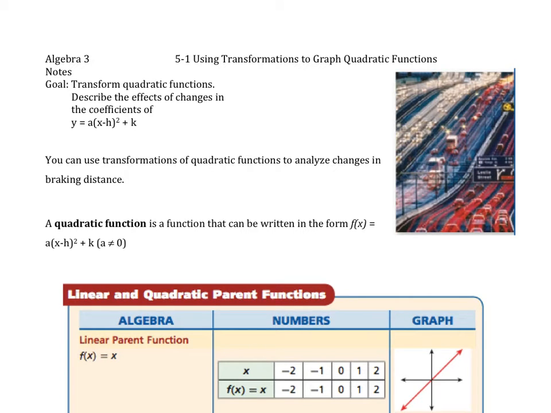5.1, using transformations to graph quadratic functions. First off, we need to know what a quadratic function is. It's in the form of f of x equals a times the quantity x minus h squared plus k, where a does not equal 0.